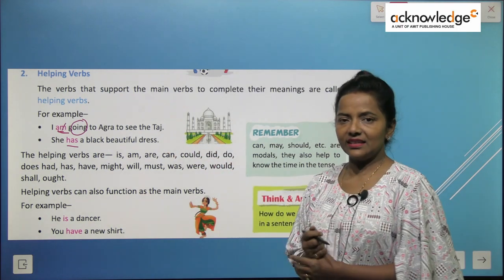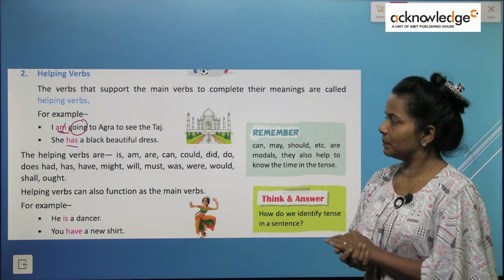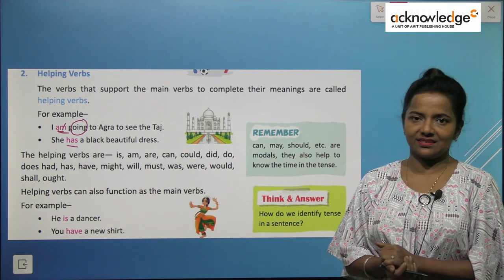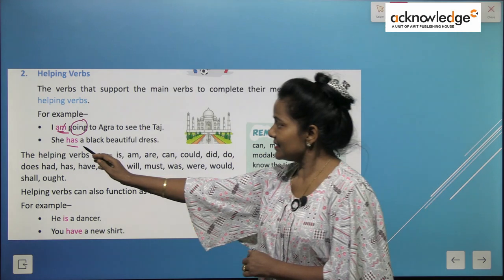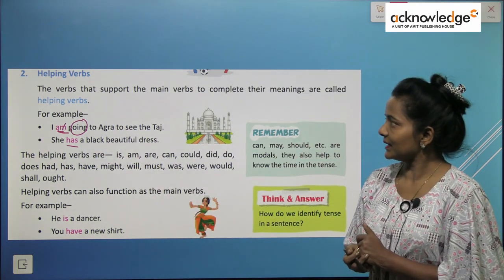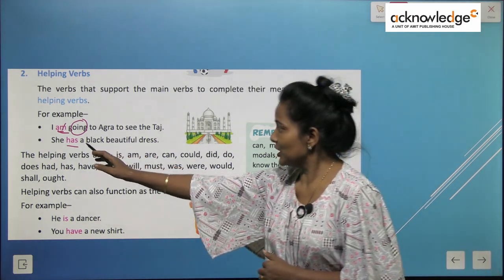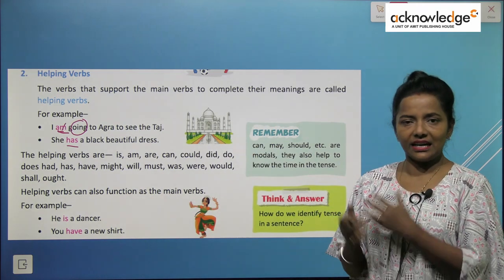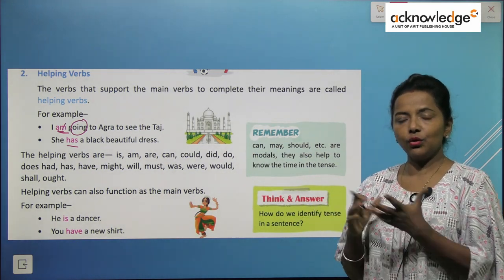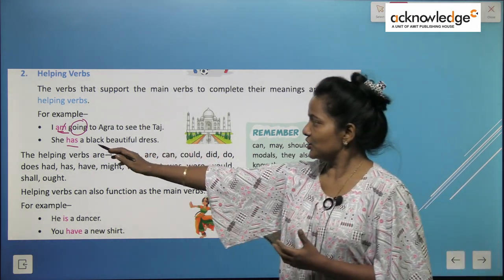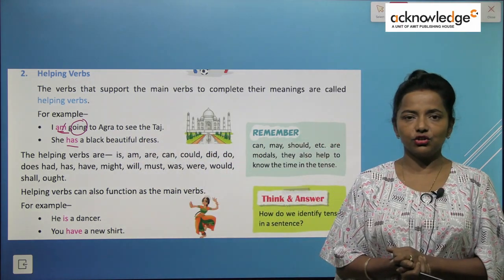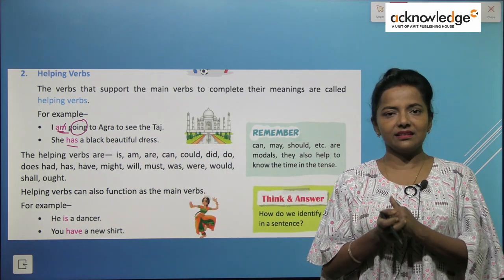ऐसे ही next sentence में भी, she has a black beautiful dress. Now has is the आपका क्या है? देखिए, she has a black beautiful dress. एक dress है but वो कैसी है? She a black beautiful dress. Is the sentence complete?